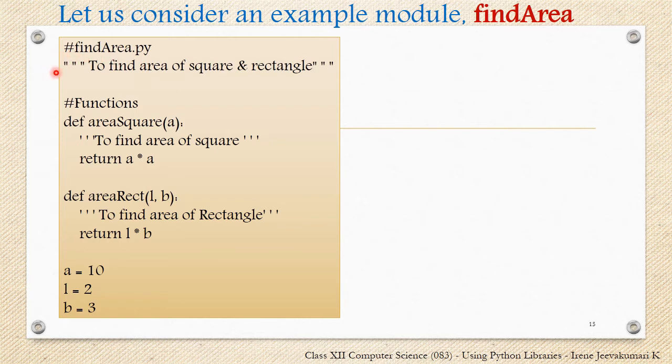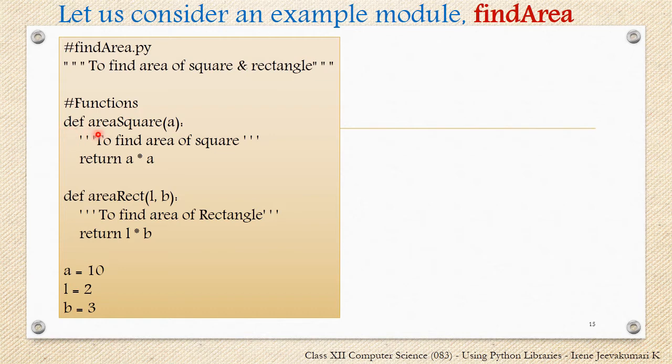So the first line of this module is the docstring. Docstrings are used for documentation purposes and this one gives the information about the entire module: to find area of square and rectangle. The next line is a blank line. From the third line onwards, the details of the module start. The third line is again a comment statement. It gives more details about the coming statements, the functions. So the next statements are functions.